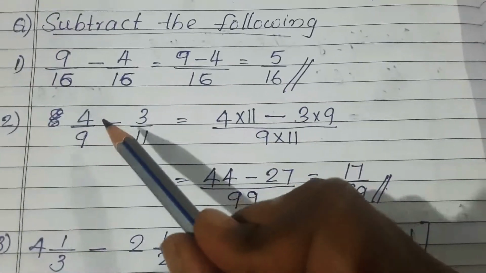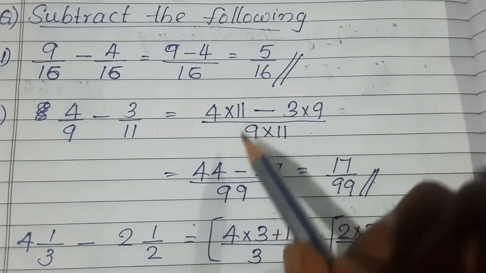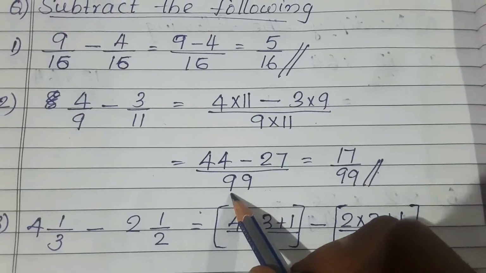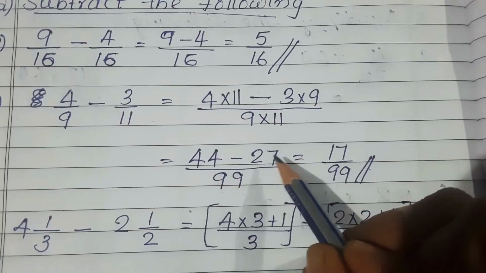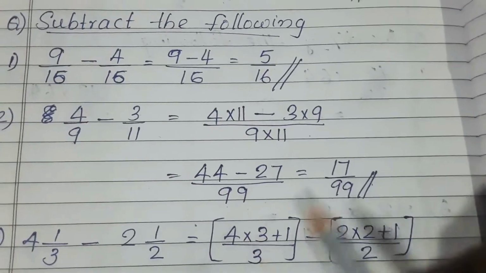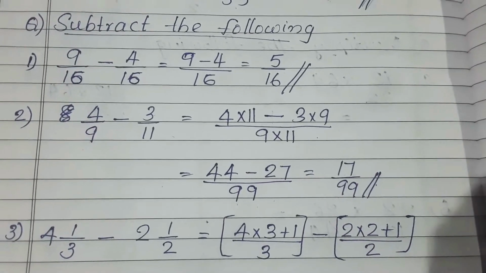Okay children. So 4 into 11 minus 3 into 9. 4 into 11 is 44, minus 9 3s are 27, by 9 into 11. 9 into 11 is 99. So after subtraction, 44 minus 27 is 17 by 99. This way you can do the subtraction of unlike fractions.